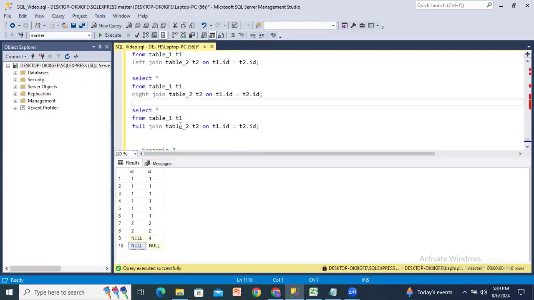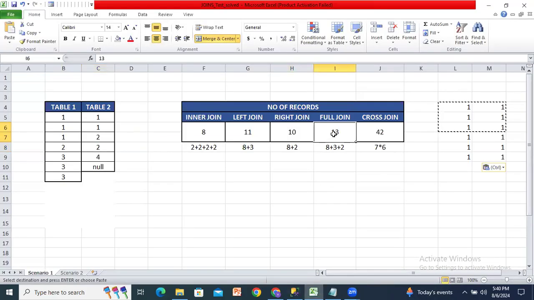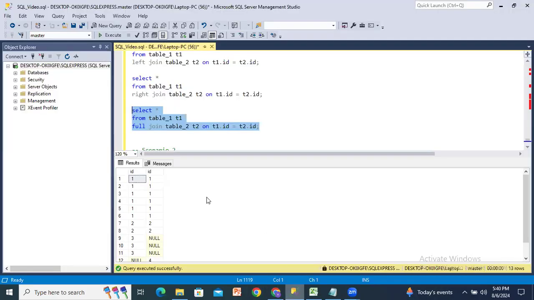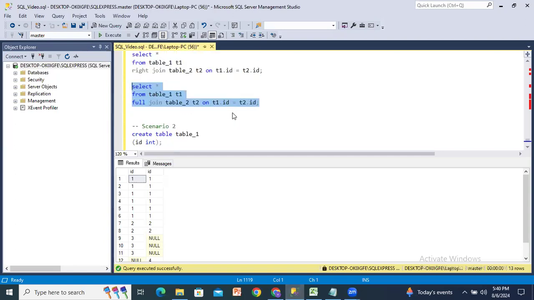Next, full join. Full join is inner join plus leftover from the left table plus leftover from the right table. If I execute this, I'm getting 13 rows, right? Next one, we'll do cross join also.